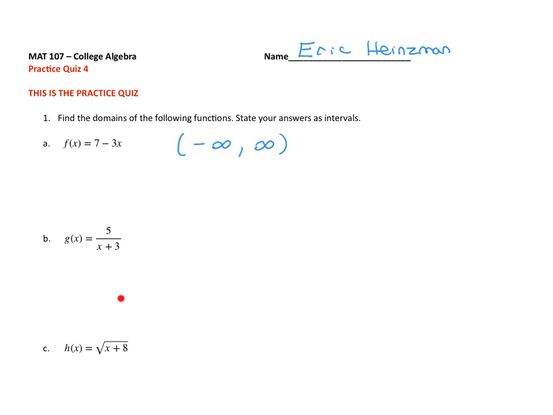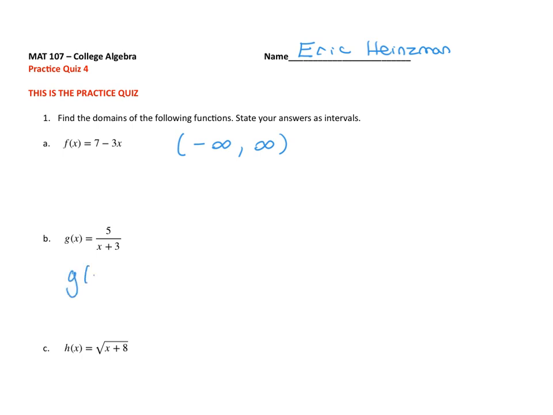Now, this is not the case for the function g of x. G of x is 5 divided by x plus 3. Because there's a fraction, there is something that can go wrong if you try to put a number into this function. Which one is it? That number is negative 3.